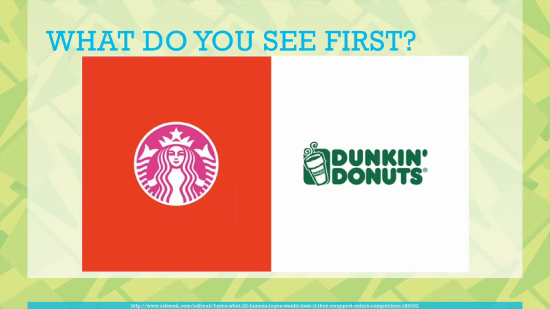As an example, look at this slide. What do you see first? Do you see the logo first, or do you see the colors? What's wrong with this? Well, to me, it seems like green Dunkin' Donuts isn't very appetizing.